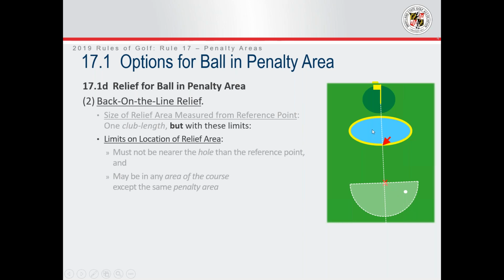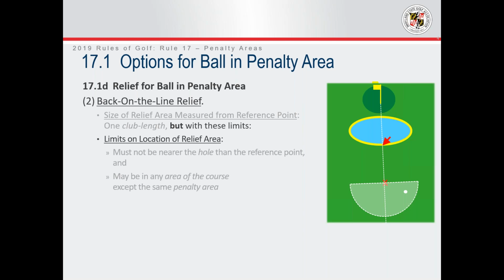Imagine we're playing a hole where we have a pond in front of the hole, in front of the putting green, and we have to carry that penalty area to get to the putting green. In this example, the ball crossed the edge of the penalty area on the red arrow here, and we know we only have 2 options when we talk about yellow penalty area. So we've got the stroke and distance. We can go back to play where we last played from and take a 1-stroke penalty, or we can use back on the line relief.